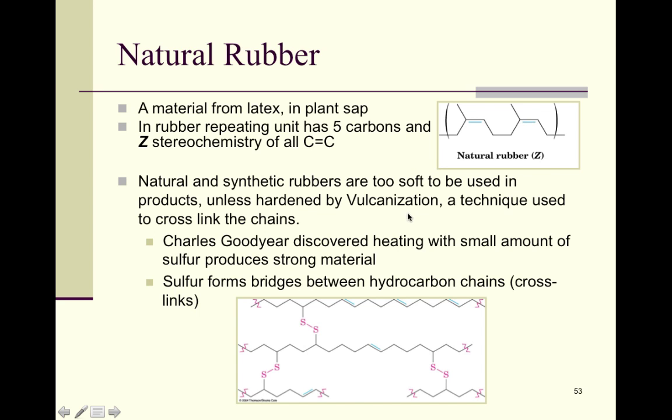Natural and synthetic rubbers are too soft to be used in products unless they're hardened by a process called vulcanization, a technique used to cross-link the chains. Charles Goodyear, yes, of Goodyear Tire Company, discovered heating with small amounts of sulfur produces a strong material. These sulfurs form bridges between the hydrocarbon chains and cause cross-links. So we can see the natural rubber polymer here, and these are the disulfide bonds that help bring them together. And this makes a much stronger material.